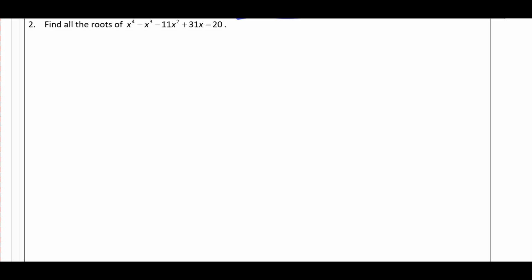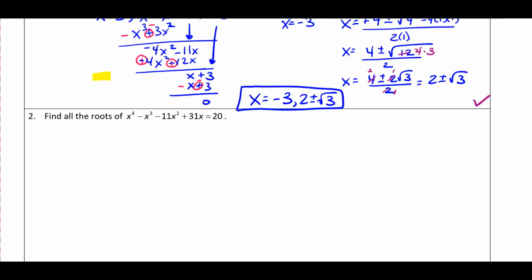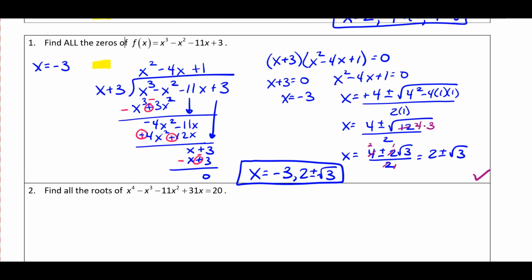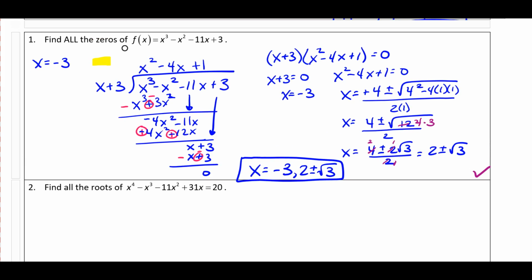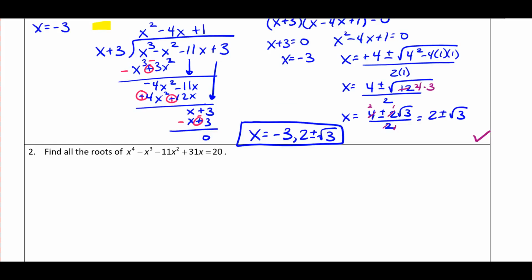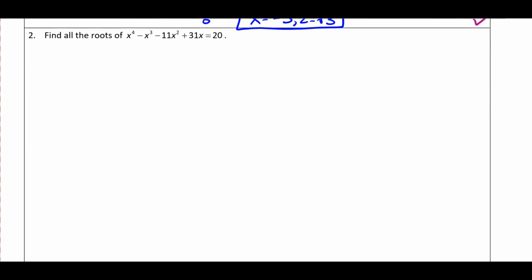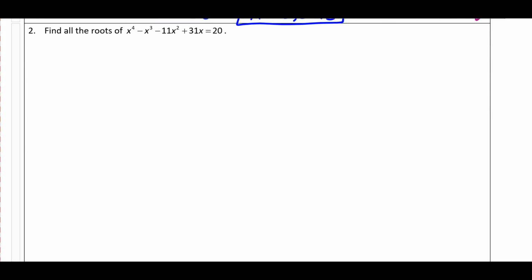It says find all the roots. Now notice the directions are a little different here than in the first one we did. So in number 1 it said find all the zeros. Well, that's because we were looking at a function. Now we're looking at an equation, just a polynomial equation. So the first thing we should notice is that the degree is 4, which means we would expect this to have 4 solutions. So 4 real solutions, 2 real solutions and 2 complex, or 4 total complex.